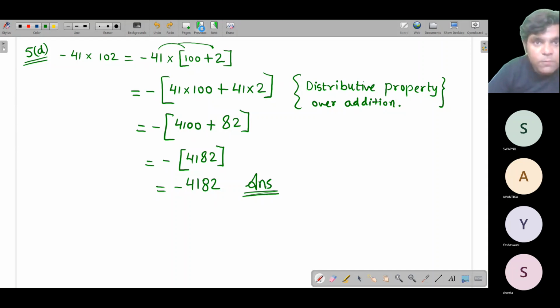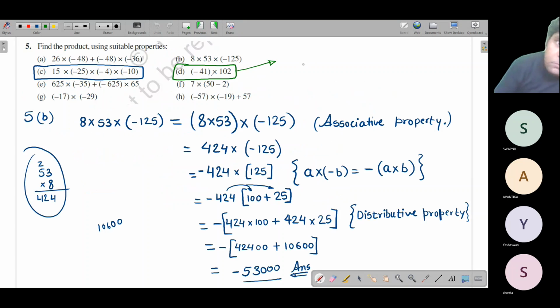Okay, so let's move towards the next problem. 625 is multiplied with this minus of 35. Sir, in this question it will be the distributive property. Yes, correct, because you can see the 625 is common. Sir, minus 625 and 625 are common, but its sign is different. Sir, minus 625 sign we can shift to 65. Over 65. Correct. Very good.